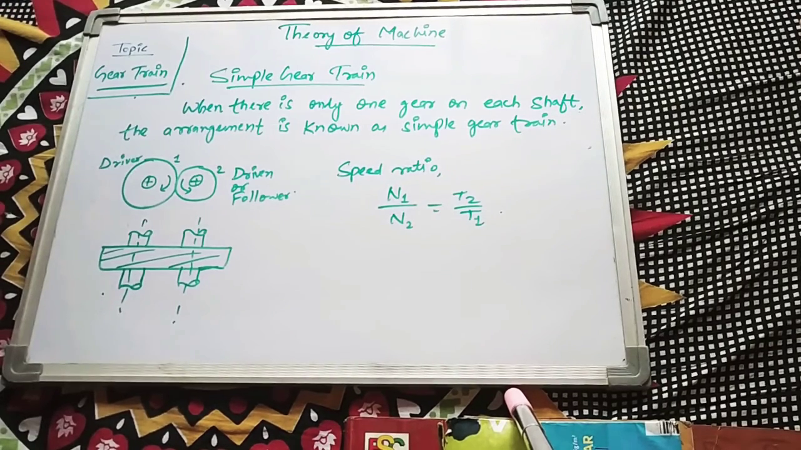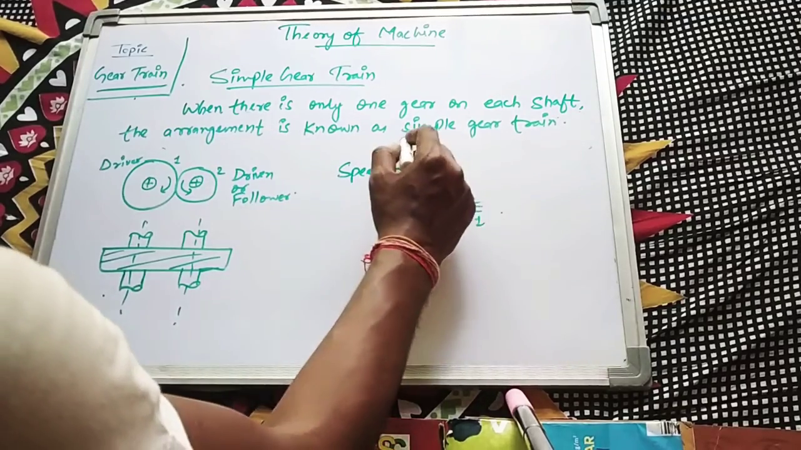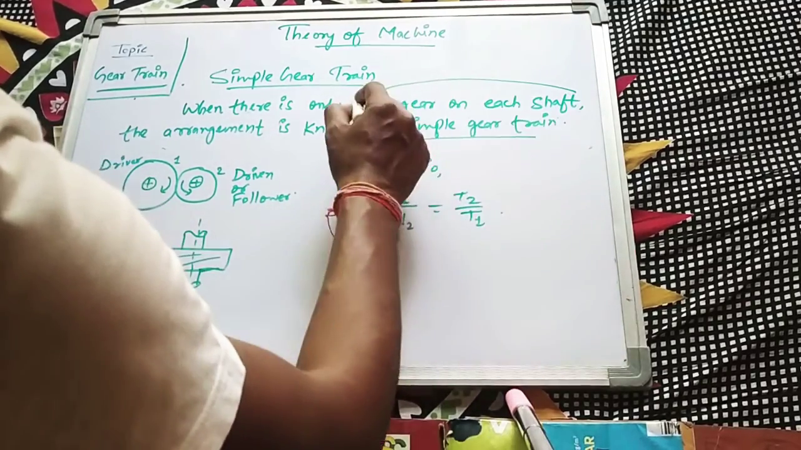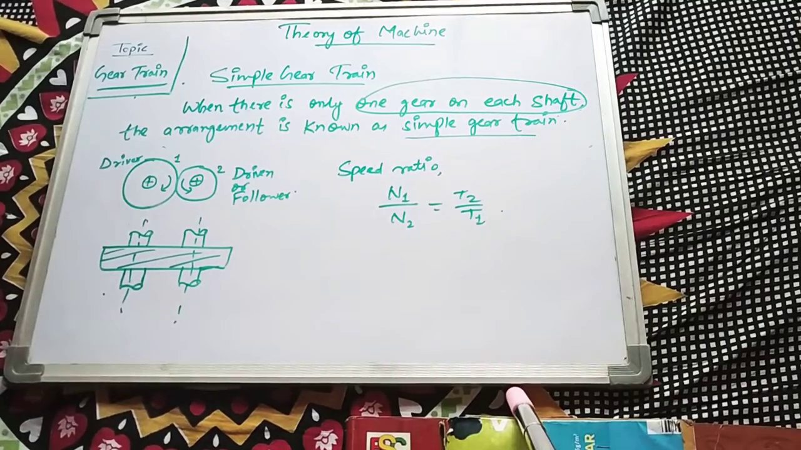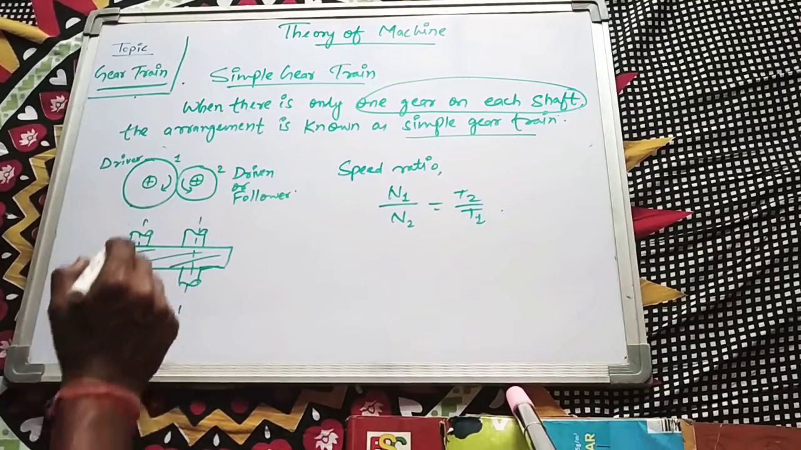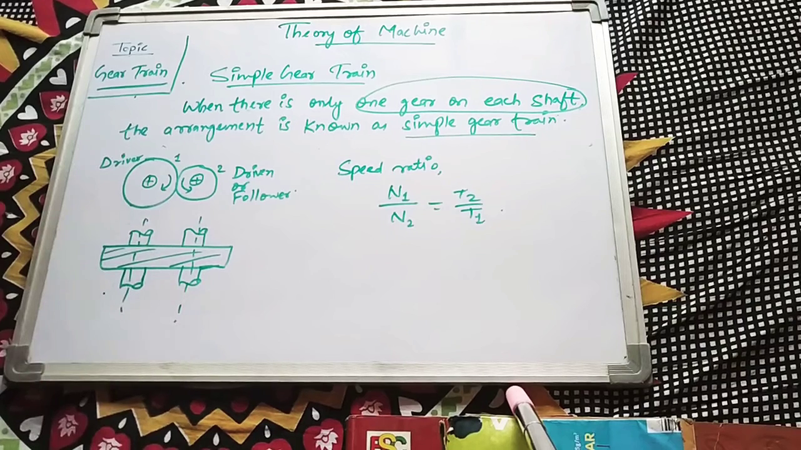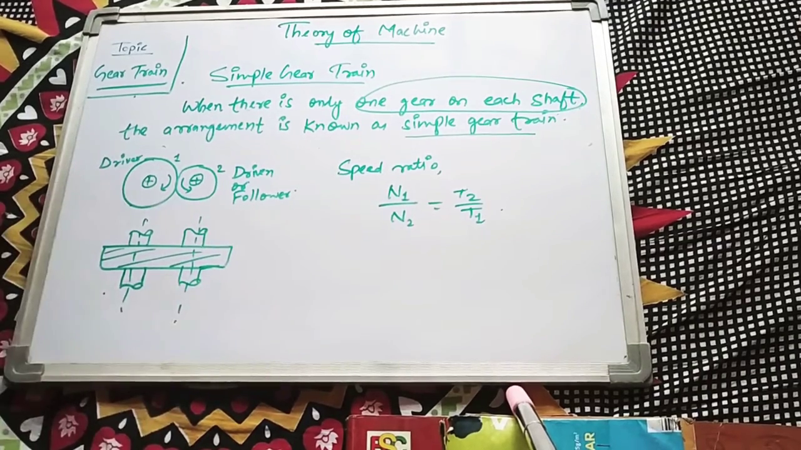So the first one is the simple gear train. What is a simple gear train? When there is only one gear on each shaft, the arrangement is known as a simple gear train. That means there are two gears arranged on two shafts, each shaft having one gear. If there are a number of shafts and each shaft has a single gear, then that arrangement is known as a simple gear train.